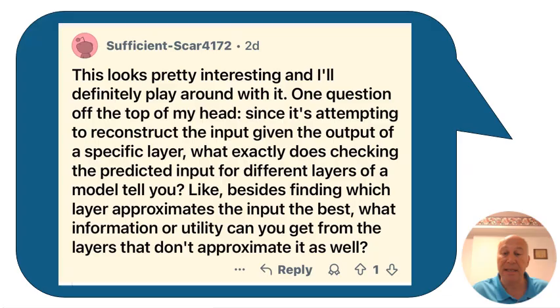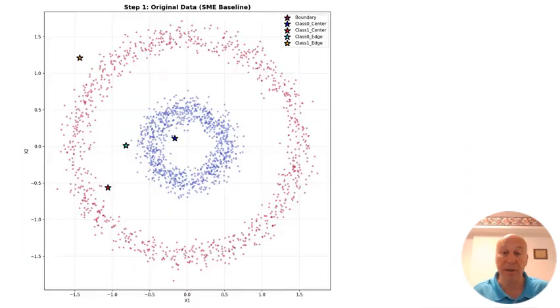So here's the exact comment I received. The person said, "Since it's attempting to reconstruct the input given the output of a specific layer, what exactly does checking that predicted input for different layers of a model tell you? Besides finding which layer approximates the input best, what information or utility can you get from layers that don't approximate well?" Well, that's really a great question. I'm going to answer it right now using the exact example from the book.